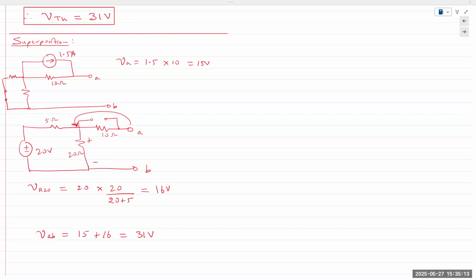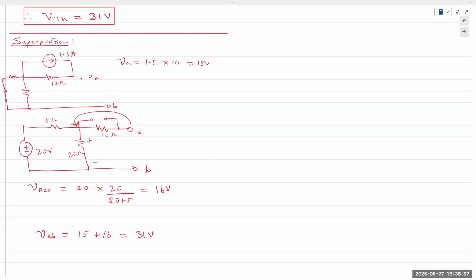Let's take a pause. Let me know if you have any questions. Let me know if something doesn't make sense. Could you explain how you got 15 volts for VA again?